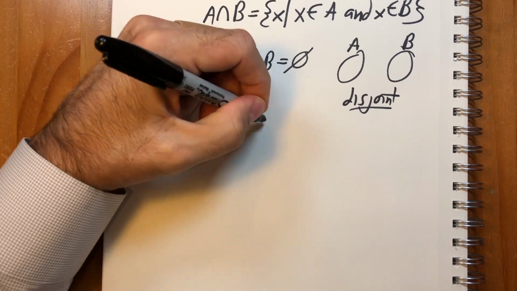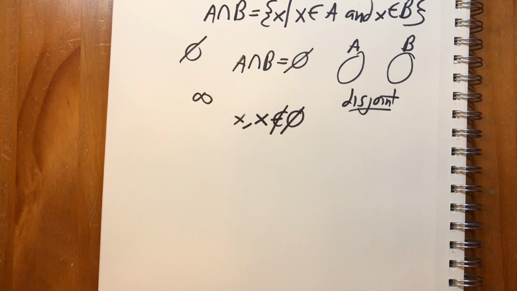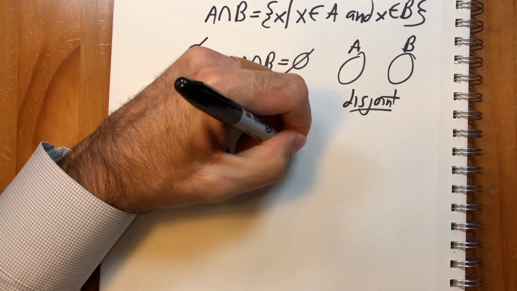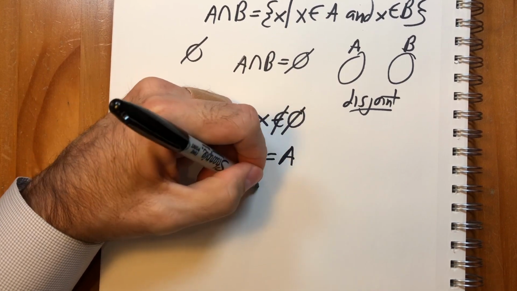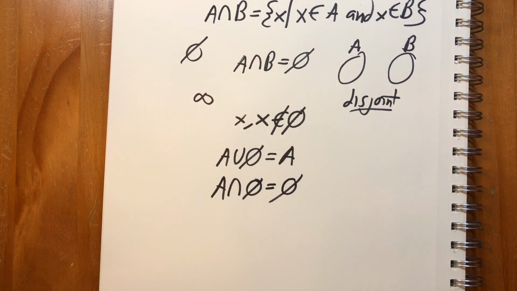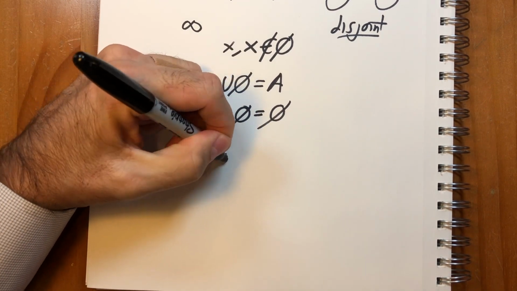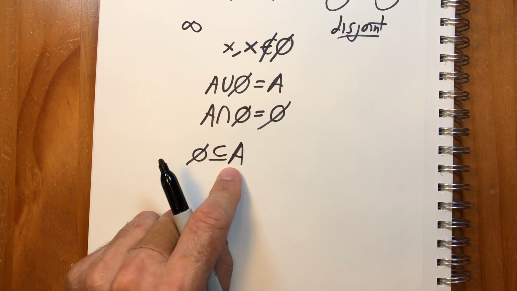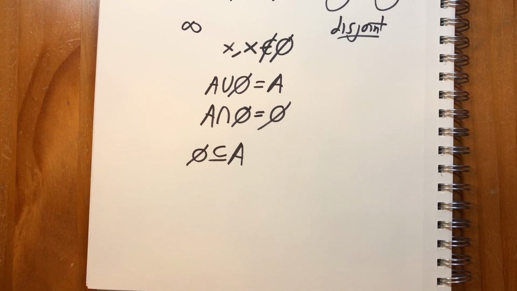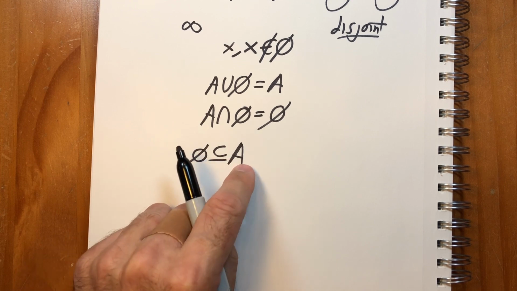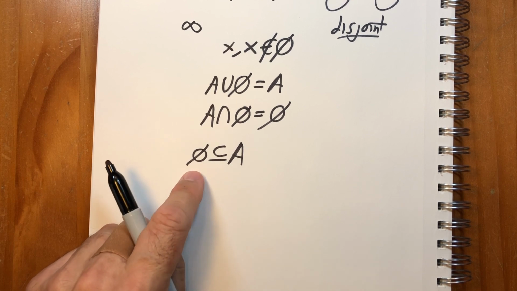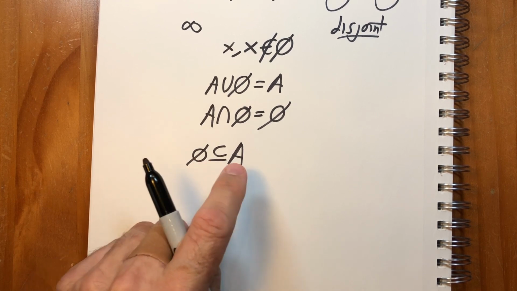So for every object x, x is not an element of the empty set. That's kind of obvious. And regarding union and intersection, the union of A with the empty set equals A. The intersection of A with the empty set equals the empty set. Those are obvious. But the inclusion relation is a little more tricky. What about this? Is the empty set a subset of A? Well, this is a shorthand way of writing the sentence, every element that belongs to the empty set also belongs to the set A. Is that statement true or not?